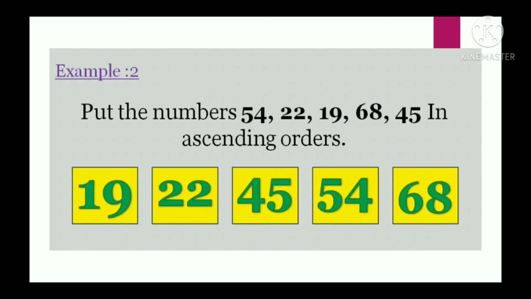Okay, now let's see another example. Put the numbers 54, 22, 19, 68, 45 in ascending order. Again we'll see which one is the smallest. We can see 19 is the smallest among them, so we'll write it first. The second smallest is 22, then 45, then 54, and the greatest one is 68. So we have written the greatest one, 68, at the last. Students, I hope you have understood ascending order and how we arrange it.